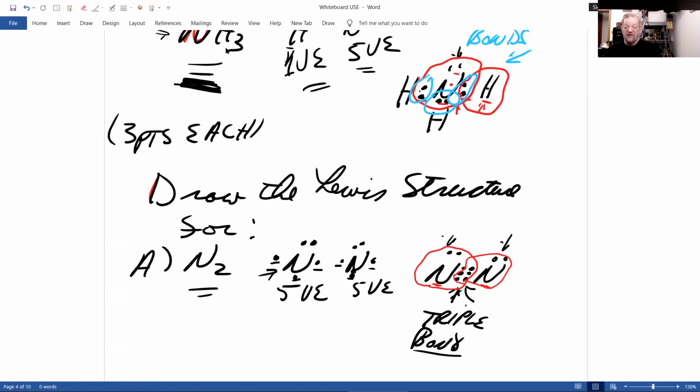So nitrogen gas that you're breathing right now has a triple bond. So think about it. When you're inhaling a molecule that has a triple bond, because air is approximately 80% nitrogen gas and 20% O2 oxygen gas.